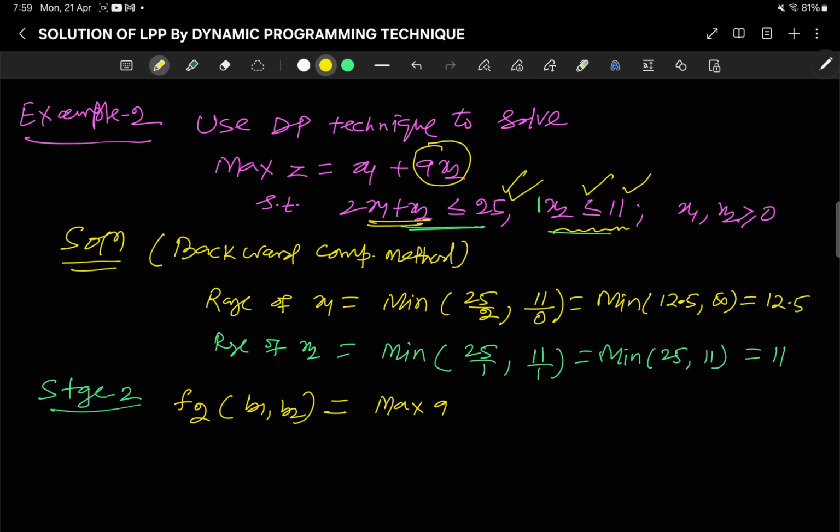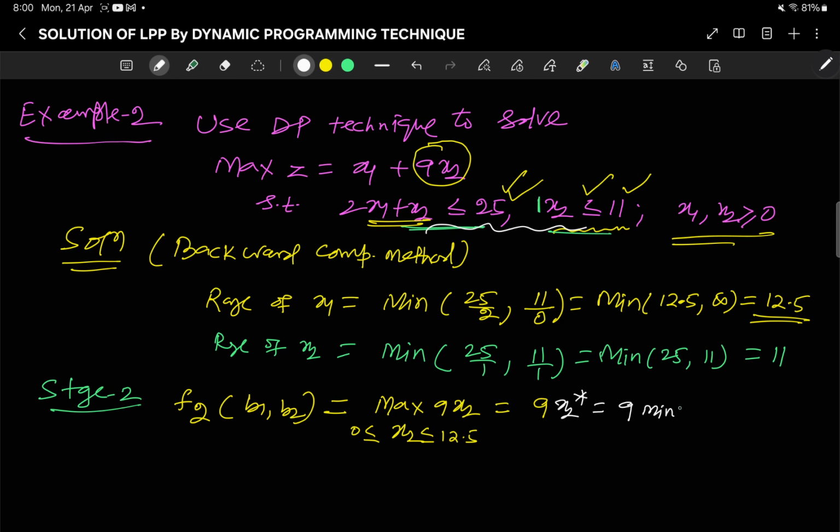We start with the maximization of 9 x2, where x2 ranges over the interval with minimum 0 and maximum 12.5, right? Suppose the maximized value is x2 star, so 9 x2 star. Then 9 is common out of this. So how do we find x2? It is the minimum of 25 minus 2x1 and 11.